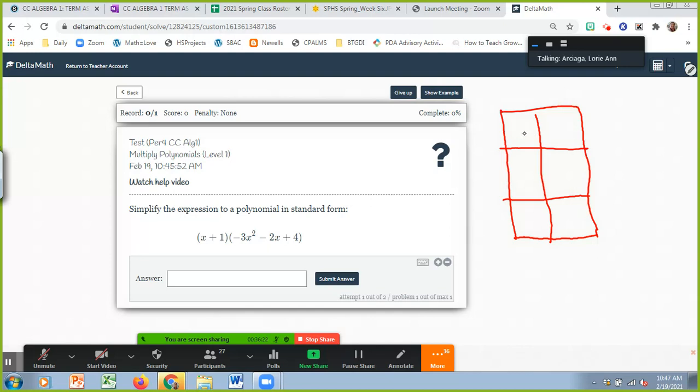Okay, here we go. So we're going to arrange the top. It's x plus 1.